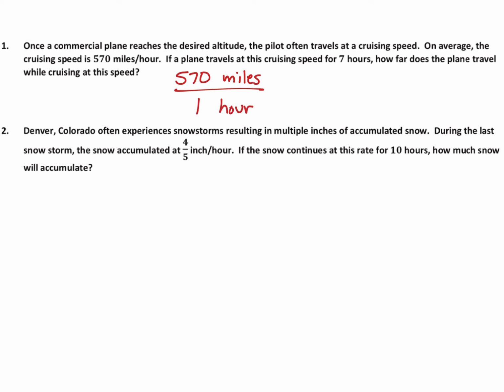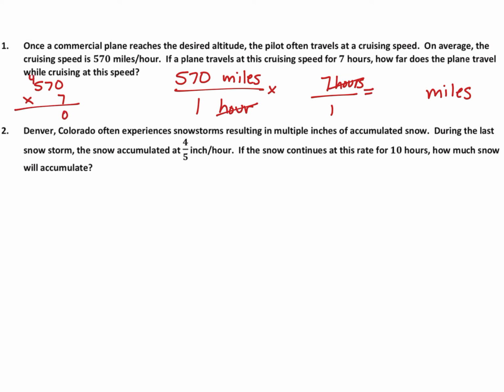We want to know how many miles it will travel. So we need to get rid of the hours. And the way that we can do that is by multiplying. The hours will divide out. And then all we have to do is 570 times 7.